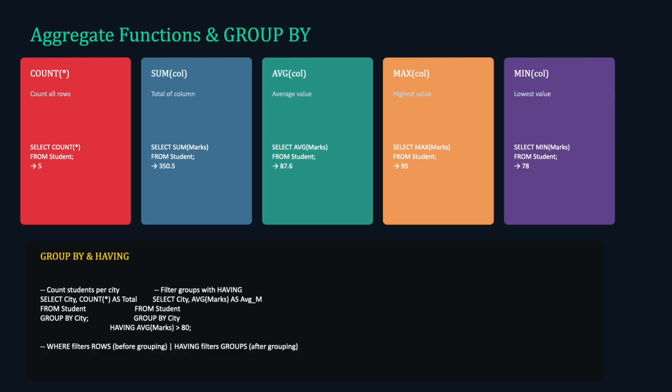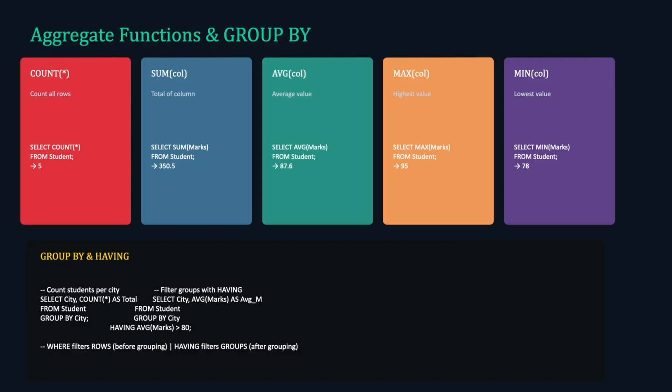Aggregate and group by. 5 aggregate functions: count star counts all rows. Sum adds up a column. Average calculates the average. Max finds the highest. Min finds the lowest.